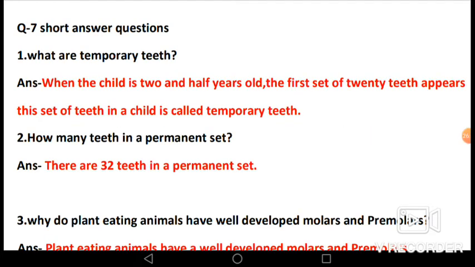Now let's revise this. What are temporary teeth? The answer is when the child is 2.5 years old, the first set of 20 teeth appears. This set of teeth in a child is called temporary teeth. Second question, how many teeth are in a permanent set? There are 32 teeth in a permanent set.